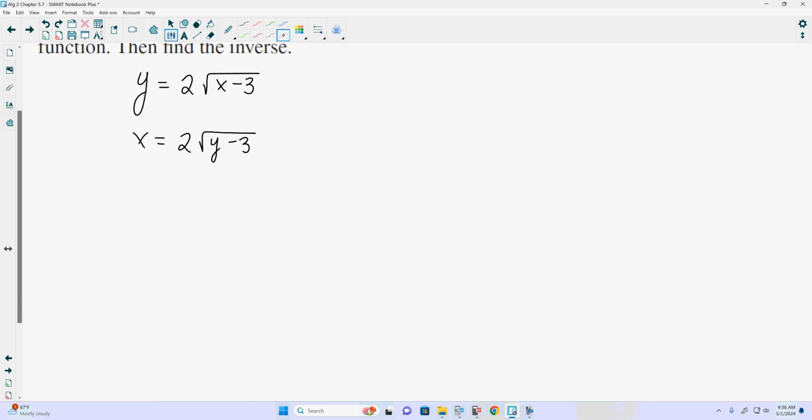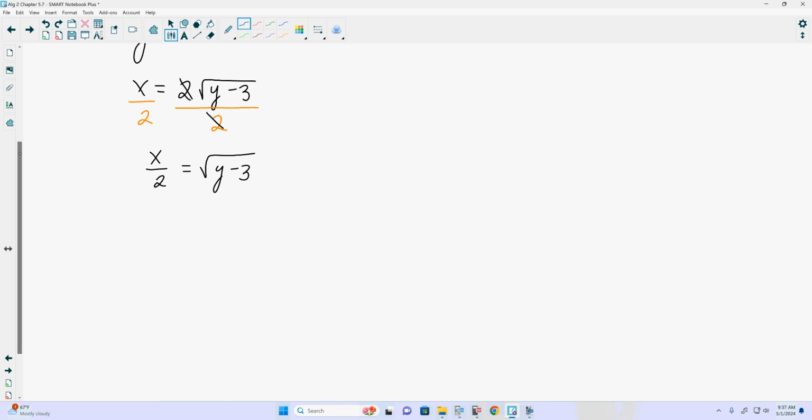And again, I always start with addition or subtraction, multiplication, division, powers, and square roots last. And there is the minus 3, but the minus 3 is trapped inside the square root. We have to get rid of it first. But the 2 outside, these would simplify, leaving us with the square root of y minus 3. The other side is x over 2.